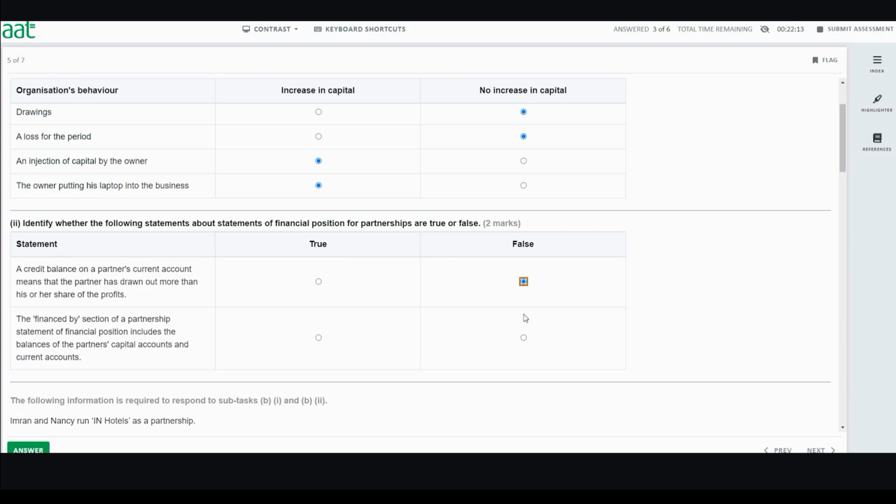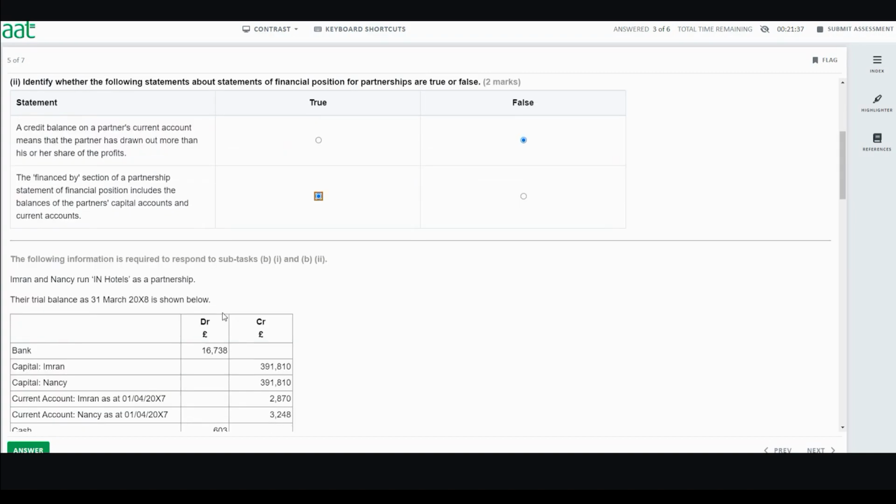So that's got to mean that they've got money within the business in their account and the business owes them the money. The finance by section of a partnership statement of financial position includes the balances of partners' capital and current accounts. Well, that's true, because your capital account shows you the money they've invested. Your current account is the account that shows where your drawings have gone, your interest on drawings, your interest on capital, your share of profit or loss, your salary, etc. So that's like a working account. They are both shown on the statement of financial position.